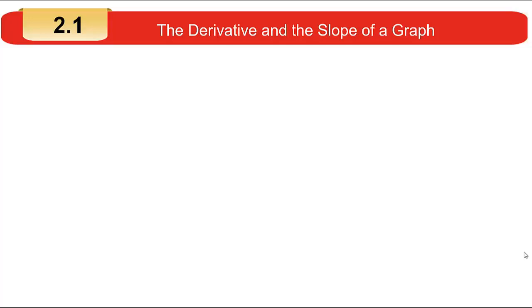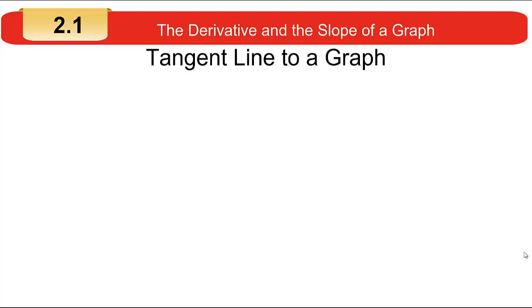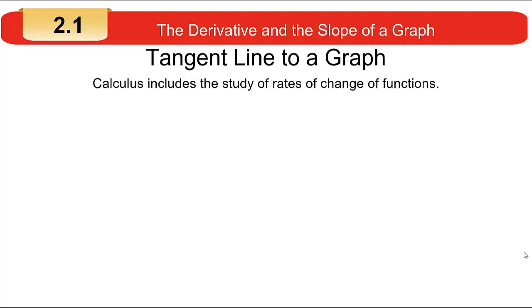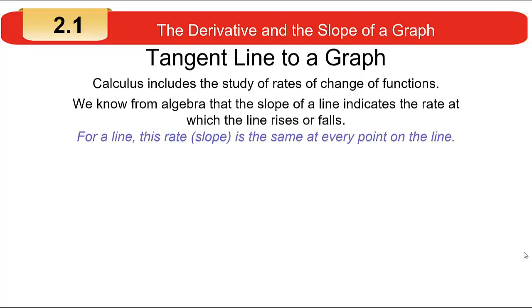This lesson concerns the derivative and the slope of a graph. And in particular here, I want to start off by talking about the tangent line to a graph. There's a connection here that you'll see as we go through this. Calculus includes the study of rates of change of functions, and the tangent line to a graph is connected to a rate of change, and we're going to talk about that.